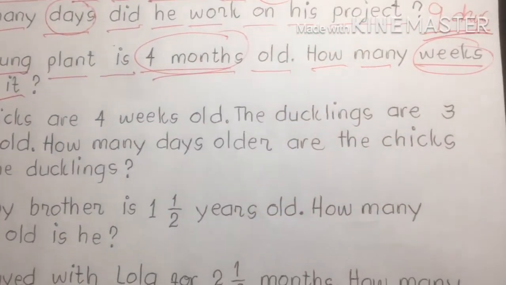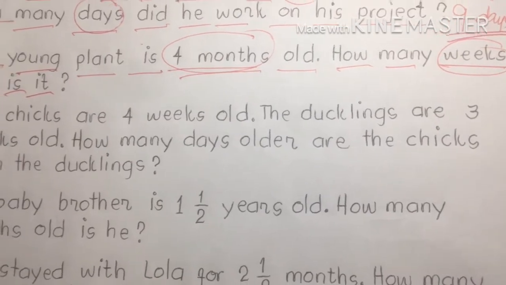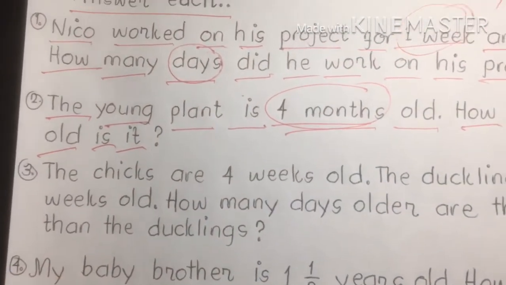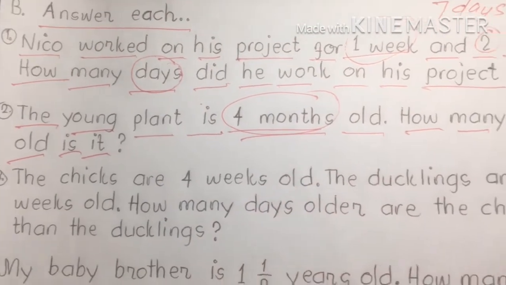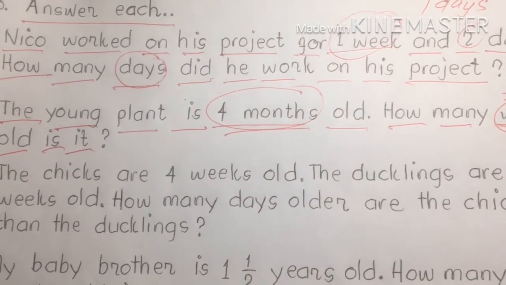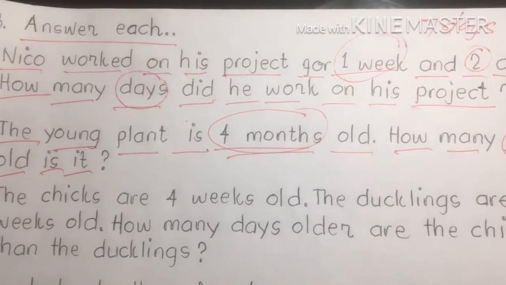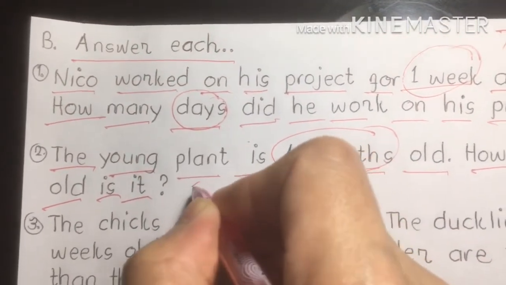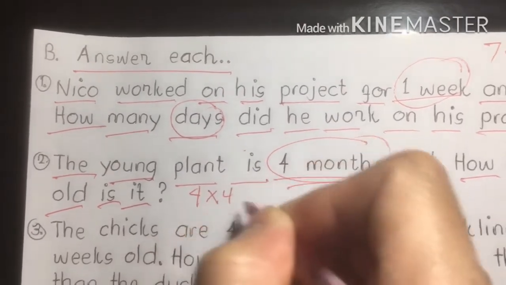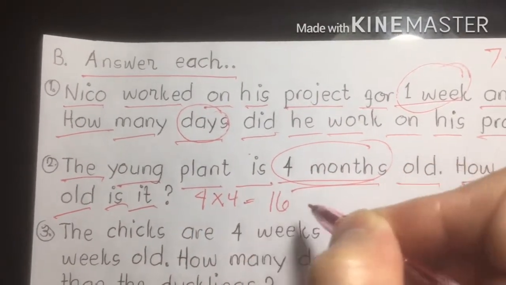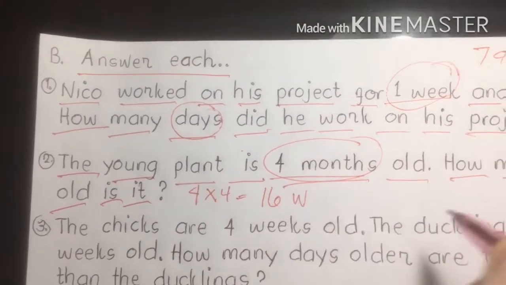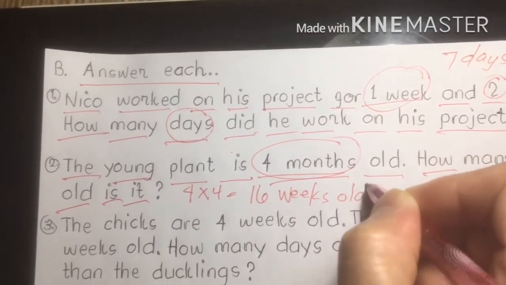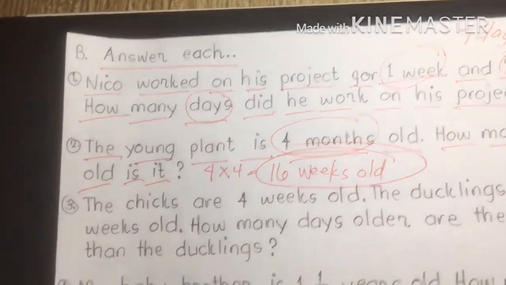Okay, that's our conversions. So remember, we have 4 months, and then from months to weeks. Remember class, 1 month is equivalent to 4 weeks. So therefore, this is our answer, I'm going to show you, 4. So you multiply by 4, class, because the answer is 16 weeks old. Okay? That's our answer for number 2.